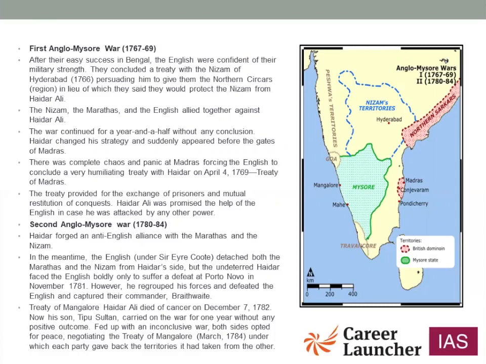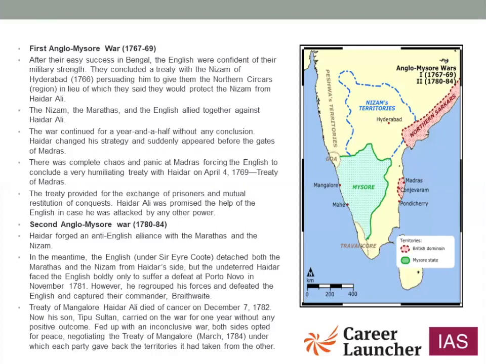So here Hyder decided to change his strategy, and suddenly he appeared before the gates of Madras. After his appearance, a chaotic and panic situation was created at Madras that forced the English to conclude a very humiliating treaty, called the Treaty of Madras, on 4th April 1769. This treaty provided for the exchange of prisoners and mutual restitution of conquests. Hyder Ali was promised the help of the English in case he was attacked by any other power.